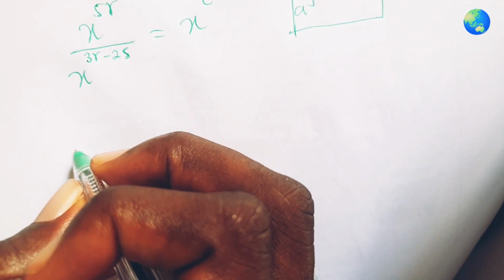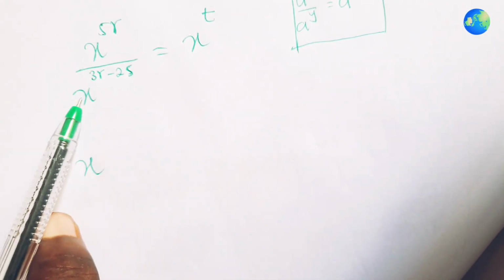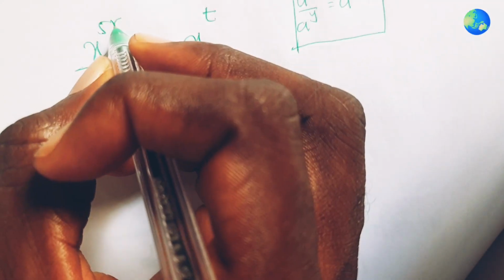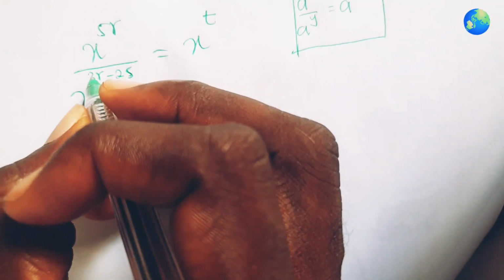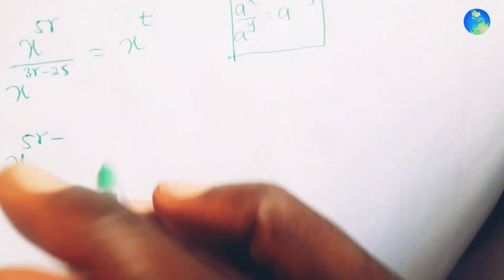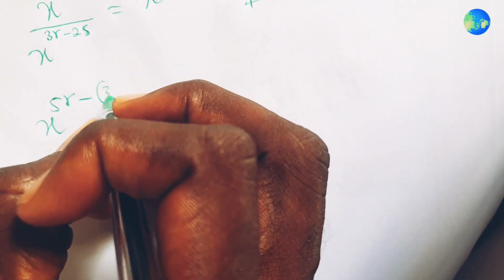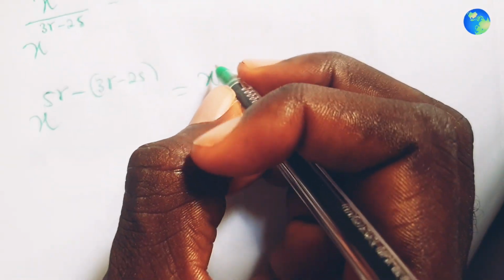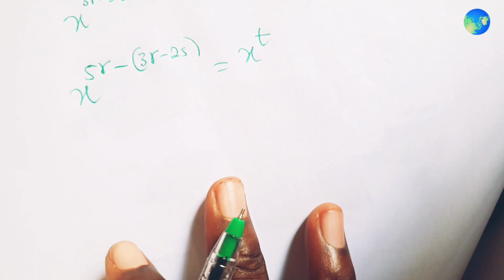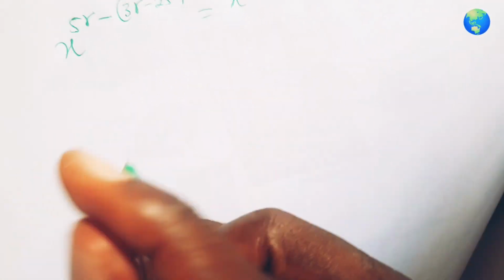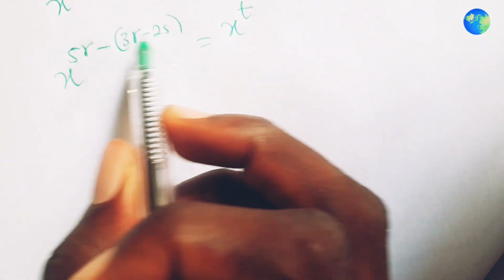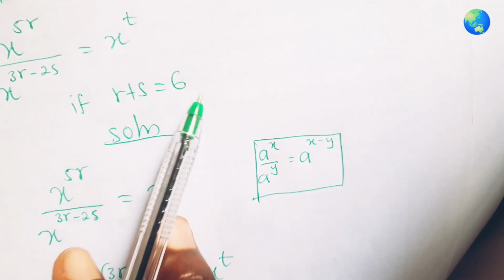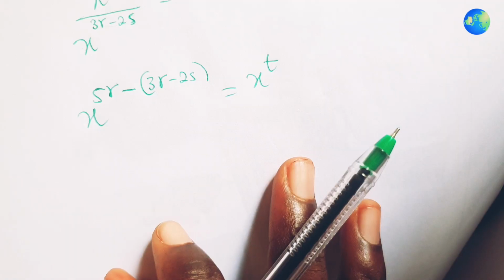So this means I'm going to have x, because I have x and x on the left hand side. Actually, this is going to be 5r, the one at the top. I'm subtracting the one at the bottom based on this condition. Minus, what do we have at the bottom? We have 3r minus 2s, which is equal to x power t. So now we can do something here. We can at least rearrange. And don't forget, we have a condition that they give, that r plus s is 6. So let's see where we can actually substitute that.